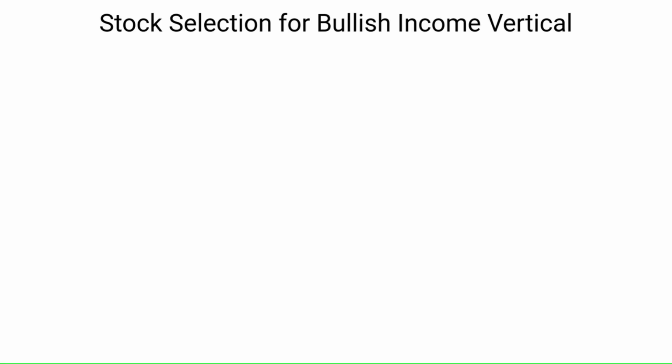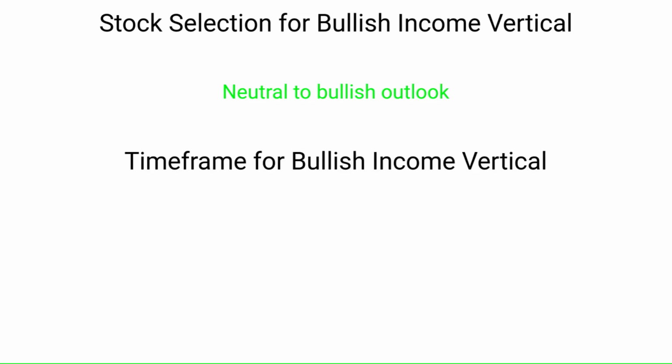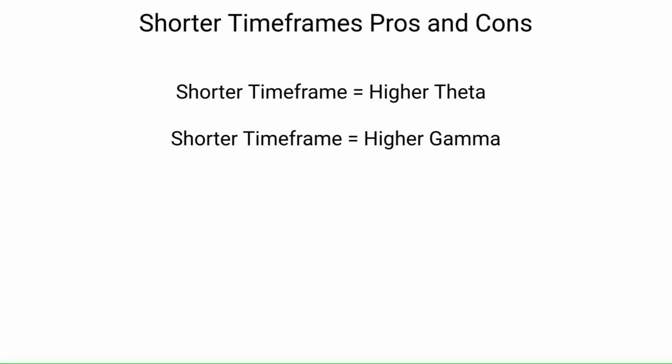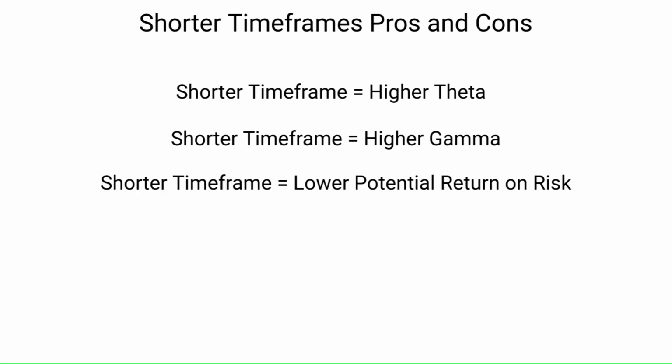The type of stock that this strategy makes sense for is one that is neutral to bullish, in a neutral to bullish market environment. The typical time frame for an income vertical style trade is anywhere from a week to 45 days. There are pros and cons to shorter versus longer time frames. Shorter time frames have a higher theta and therefore a higher potential daily profit. But shorter time frames are also subject to a high gamma risk and have a lower potential return on risk per trade.